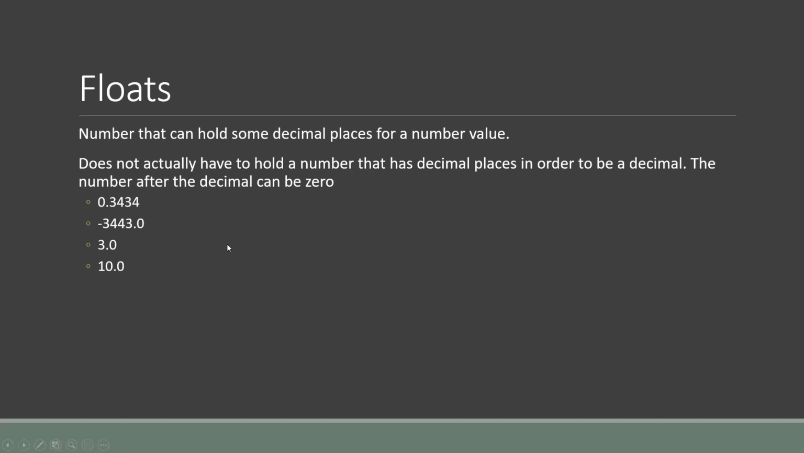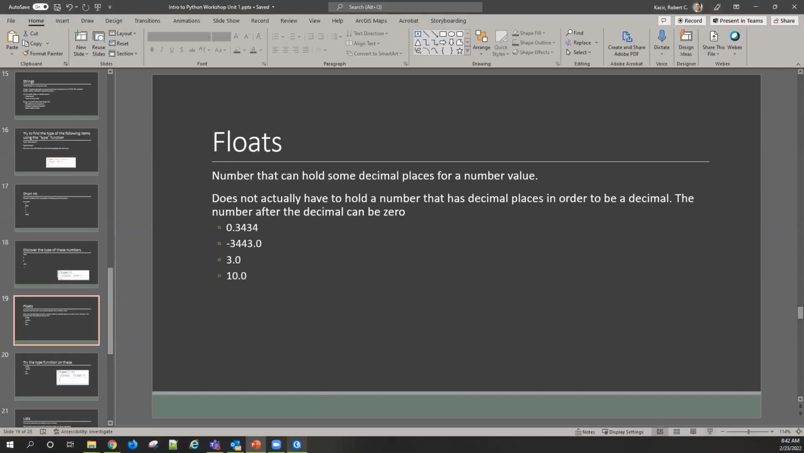So basically floats, those are your things with your decimal places. You can have however many decimal places you want, and it still acts as a float. So why don't we go through some examples with floats in our Python window.